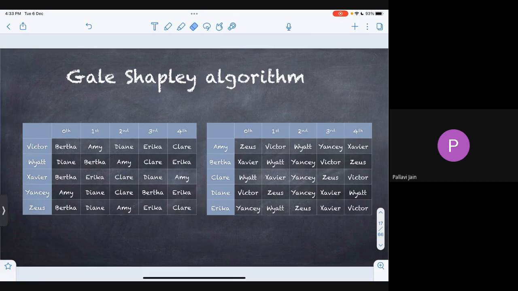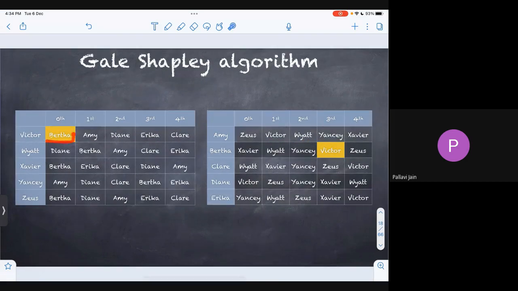Okay, having said that, Victor's top preference is Bertha, followed by Amy, Diane, Erica, Claire. So the 0th, first, second, third, fourth. I know why this starts with 0, but okay. So this is the way it is. And on the women's side is Amy, Zeus, Victor, Wyatt, Yancy, and Xavier. So first, Victor makes a proposal to Bertha.